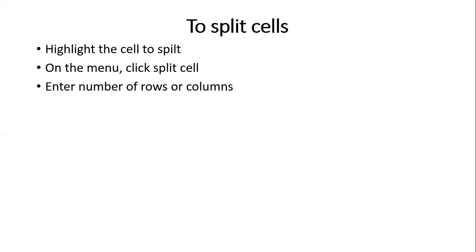Now to split cells, highlight the cell to split. Then on the table menu, click split cells. Now enter the number of rows and columns. So that's simply how we can split cells.